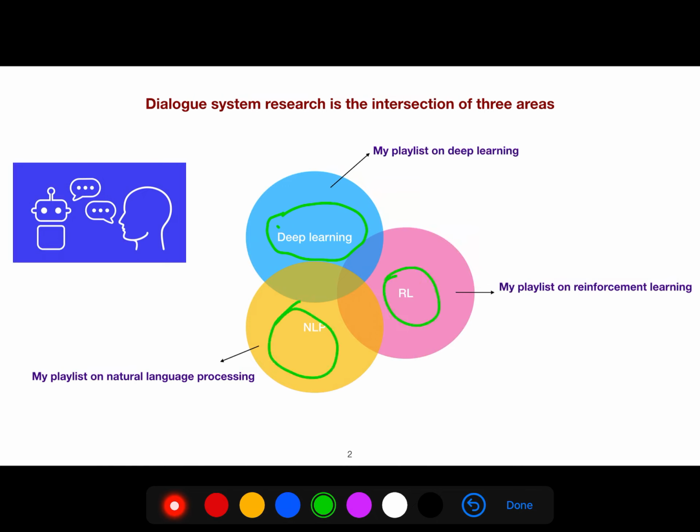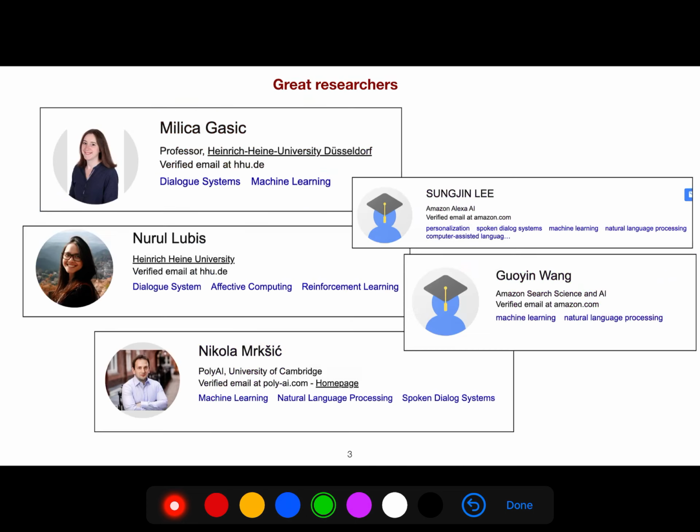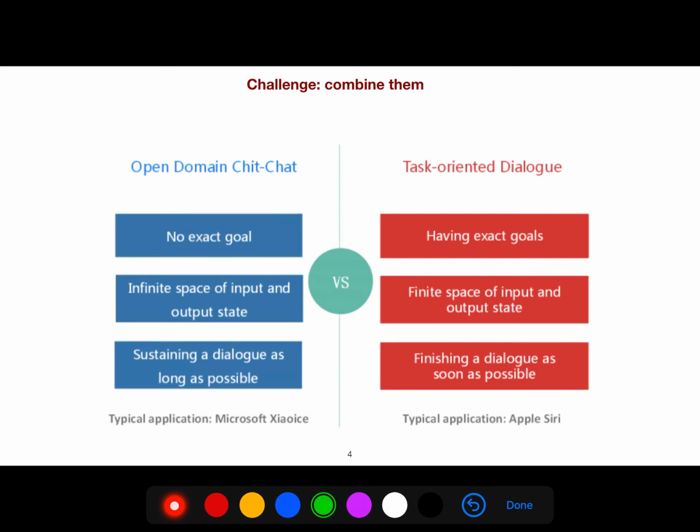Also, NLP and reinforcement learning. We use this, for example, for policy optimization in dialogue systems. And there are great researchers in this field. There are two types of dialogue systems, let's say. There are two types of problems: open domain or task-oriented.